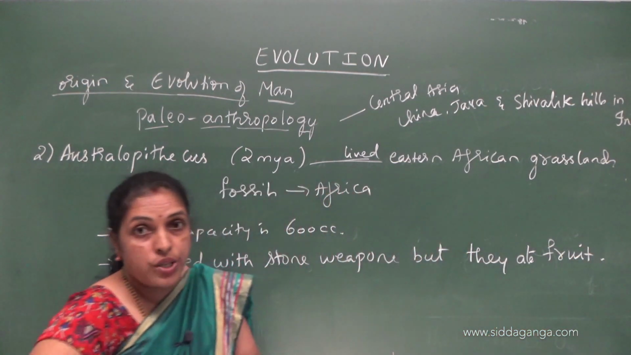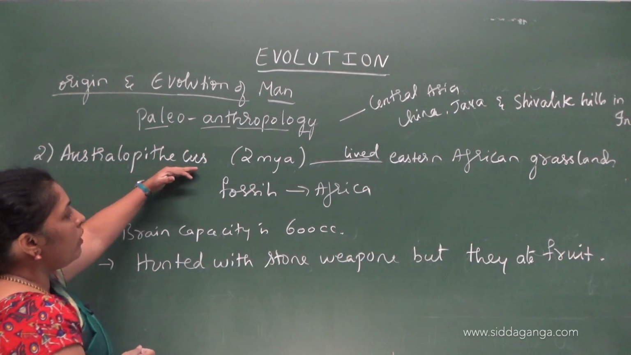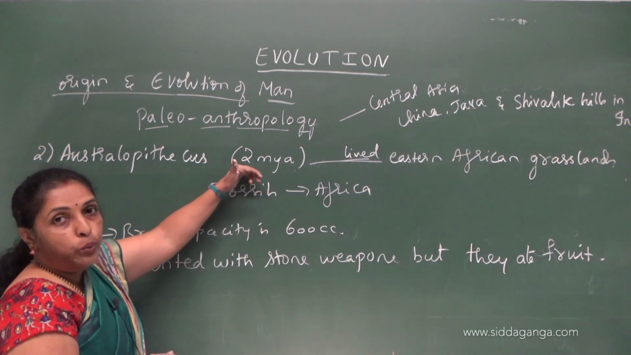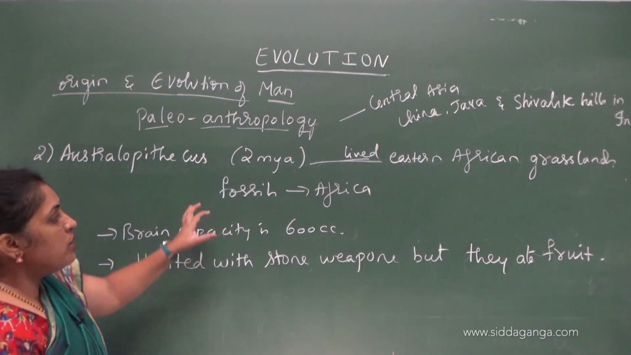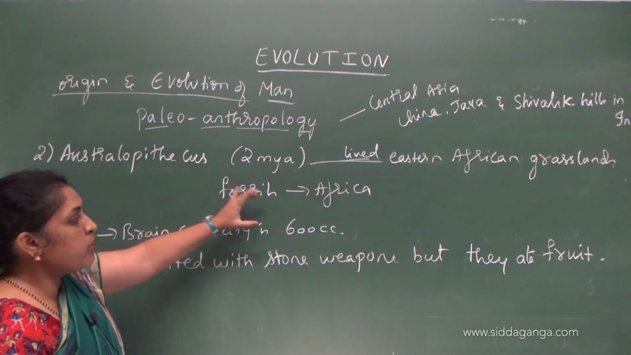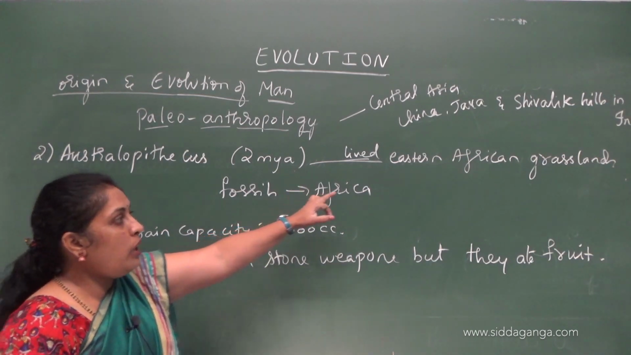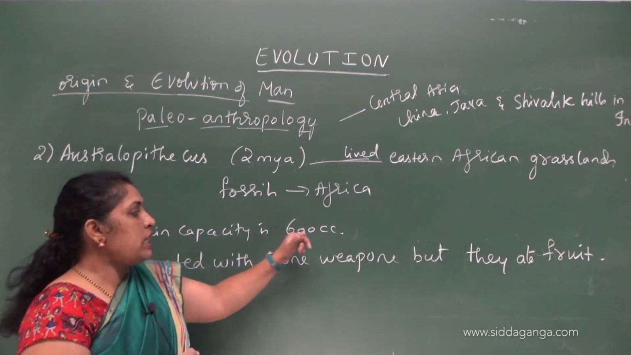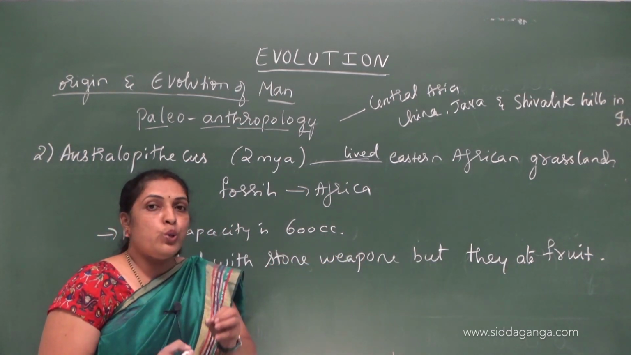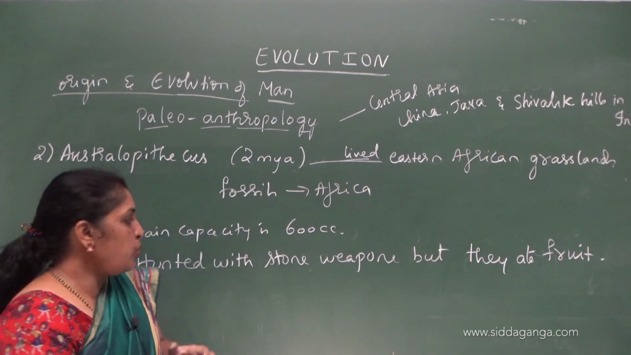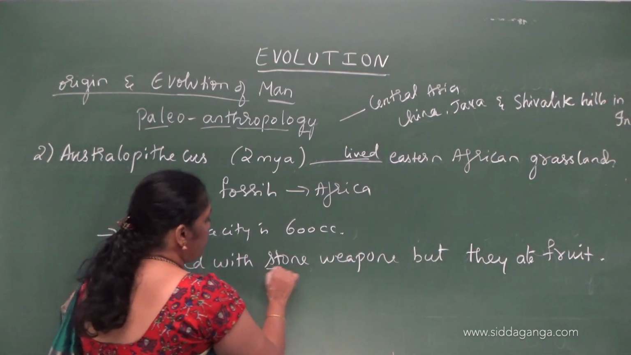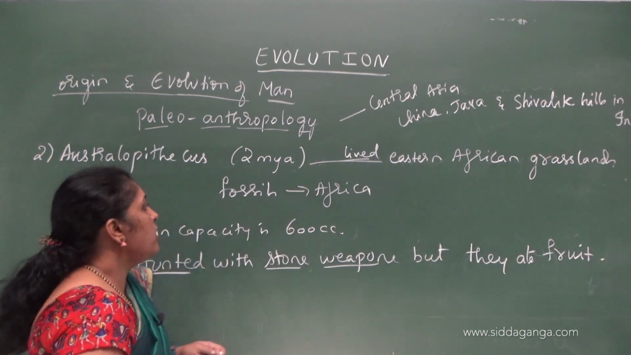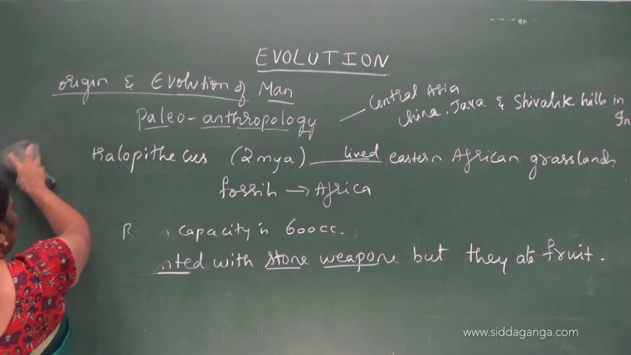This was about Australopithecus. They lived in Africa 2 million years ago. Their fossils were found in Africa, and they lived in Eastern African grasslands, and their brain capacity was 600 cc. They used stone weapons to hunt, but they ate fruits. It is about Australopithecus.